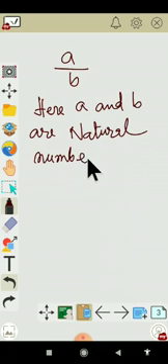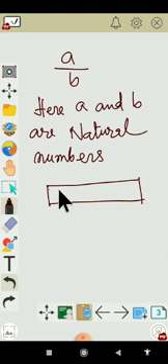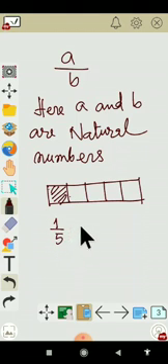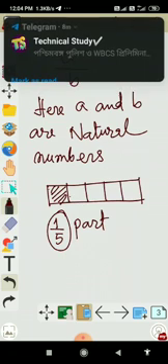But from where do these numbers come? Suppose you have a bread and you divide it into 5 equal parts. If you eat only one part at a time, that means you have eaten 1 by 5 part. So this number is a fractional number.